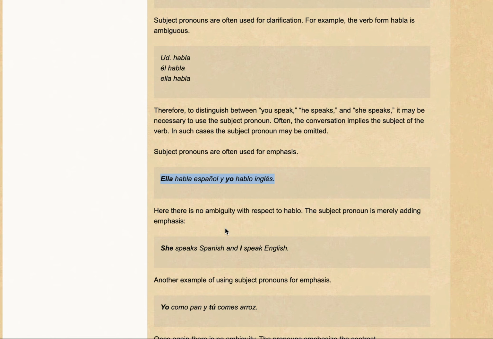So they're saying it's often used for emphasis. Here there's no ambiguity with respect to hablo. The subject pronoun is merely adding emphasis, right? Because we have seen earlier that if you mention hablo, we don't need to add yo because we know the subject is yo. So we don't need to explicitly mention that, right? But here it's just being used for emphasis. So she speaks Spanish and I speak English.